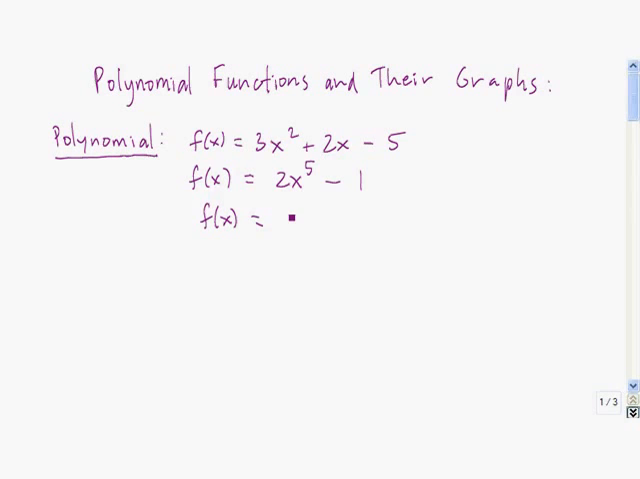Lines, those are polynomials. 3x minus 2. That's familiar to you guys. You know that the graph of that is a line. Turns out that a line is a polynomial. So are constant functions. Okay, so these four, they're all examples of polynomials.